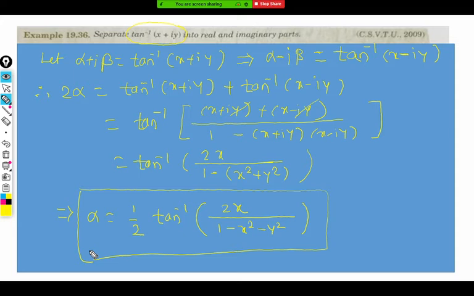So the value of the real part of tan inverse of x plus iy is 1 by 2 times tan inverse of 2x upon 1 minus x square minus y square. The result that we used here is this one: tan inverse of a plus tan inverse b is tan inverse of a plus b divided by 1 minus ab. So that is the result we use there.